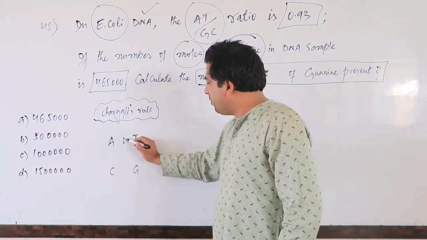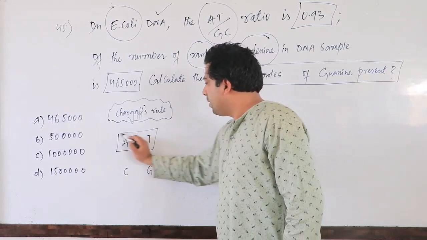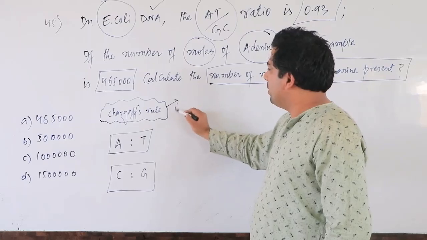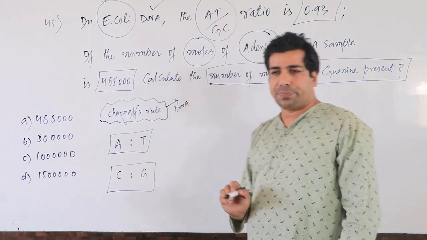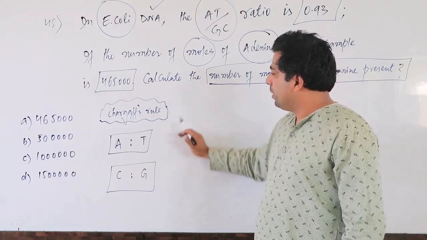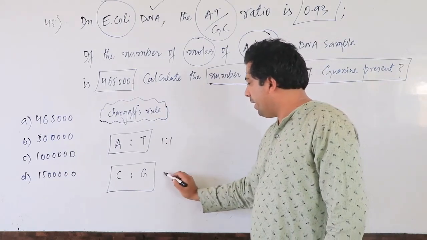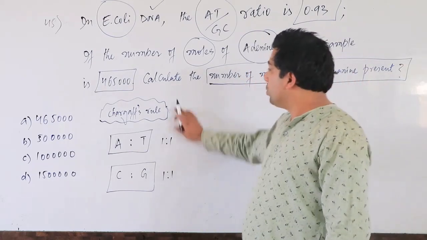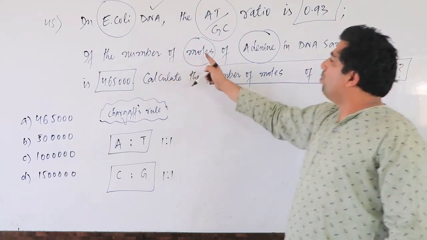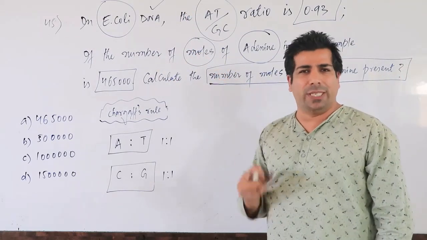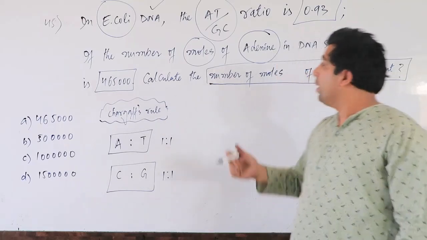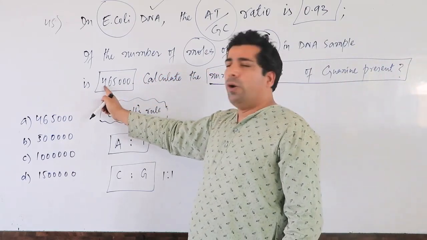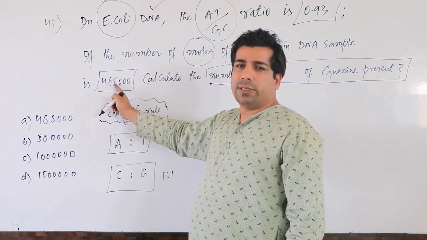The ratio of adenine versus thymine and cytosine versus guanine in a DNA molecule, correct? This ratio will always be 1:1 and this will always be 1:1. This is Chargaff's rule. I have already discussed Chargaff's rule. So what is the important point here? If the number of moles, you can take molecules also in place of moles, this is just for understanding this question, okay? Of adenine in the DNA sample. How much adenine is present in the DNA sample? 4,65,000 moles, or you can take molecules also.